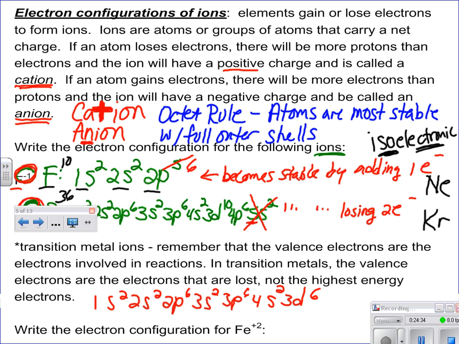However, if it has a plus 2 charge, then those valence electrons, where do you think they come from? What energy level? The 4, the 4s2. So these go away. So that's what it ends up looking like. If you wanted to write this in shorthand, you could say it's going to be argon, and then 3d6. So that's what it ends up looking like.